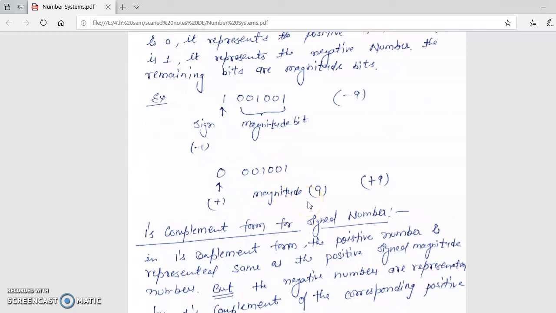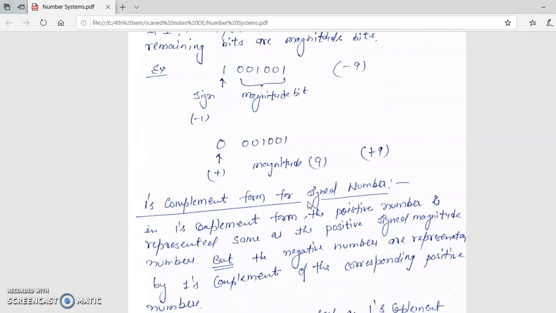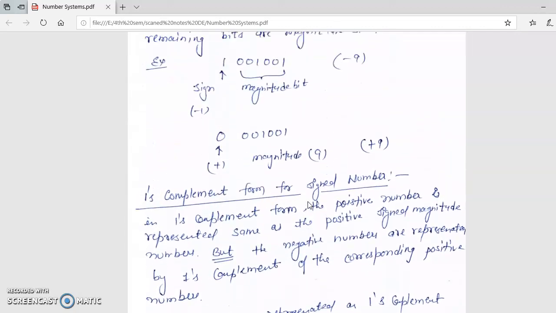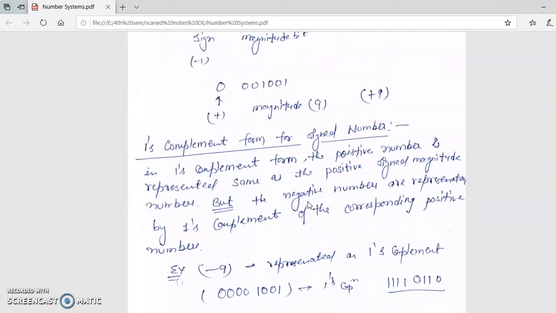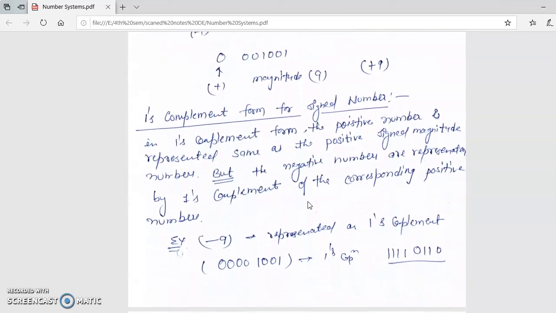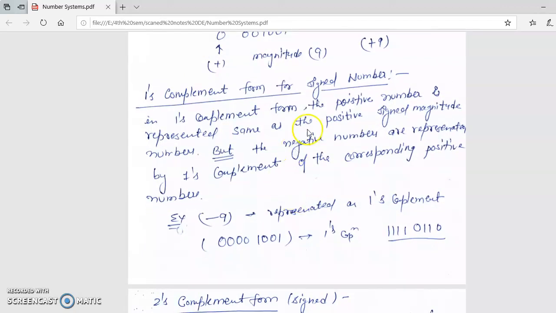Okay students, so that is very clear: positive and negative sign and magnitude representation of any binary number. This is the normal binary number, but for ones complement and twos complement, the signed number is different. Ones complement form for a signed number, see carefully. In ones complement form, the positive number is represented the same as the positive sign magnitude number, but negative numbers are represented by the ones complement of the corresponding positive number.